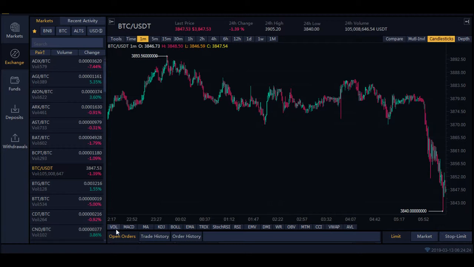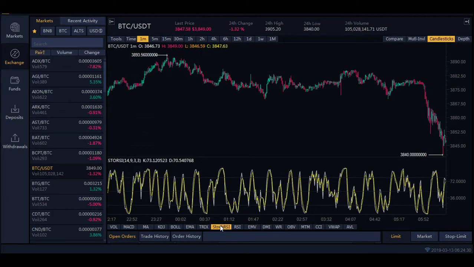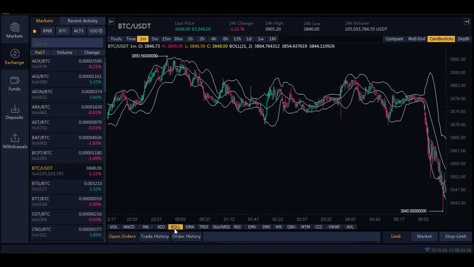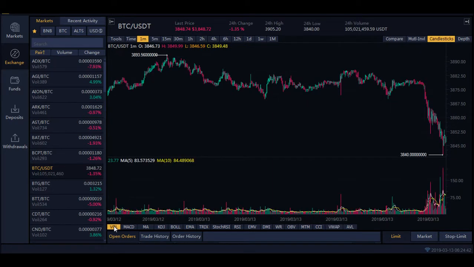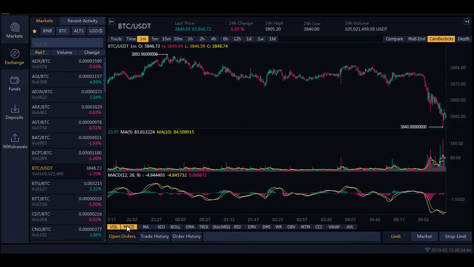So now you've seen this is your volume. This is your MACD. This is your stochastics RSI. I always skip that for some reason. This is your Bollinger Bands. And this is your VWAP. So that's what they all look like on their own. Now let's add them all together.